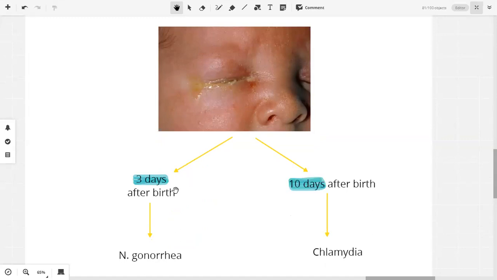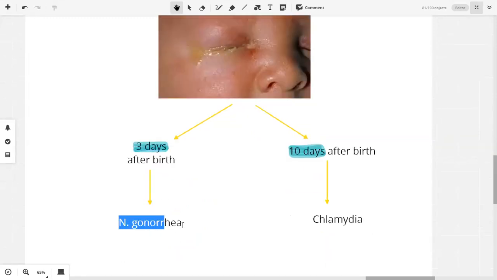If it's 3 days after birth, your diagnosis is Neisseria gonorrhea. In MCQs, it's definitely Neisseria gonorrhea. Okay, and 10 days after birth, it's Chlamydia trachomatis. Why? Now that is the important thing.